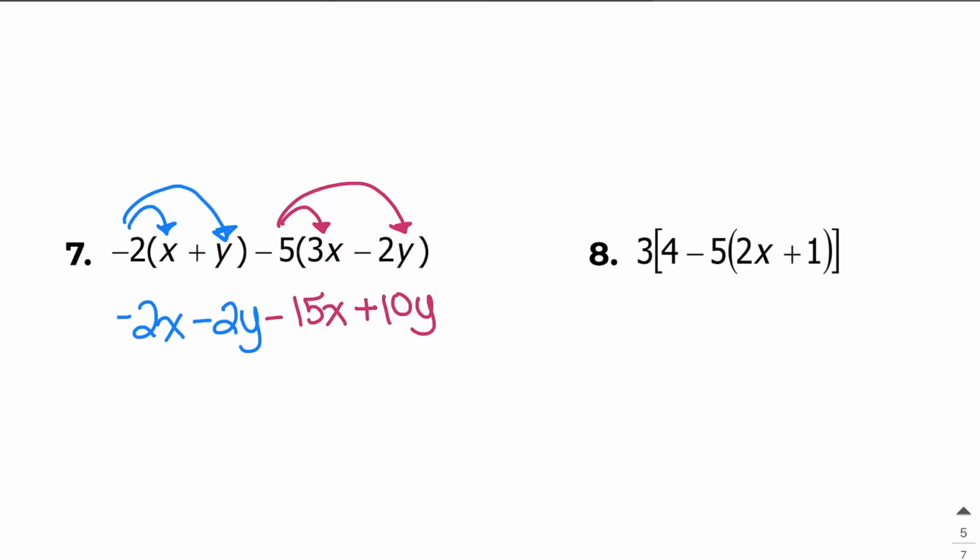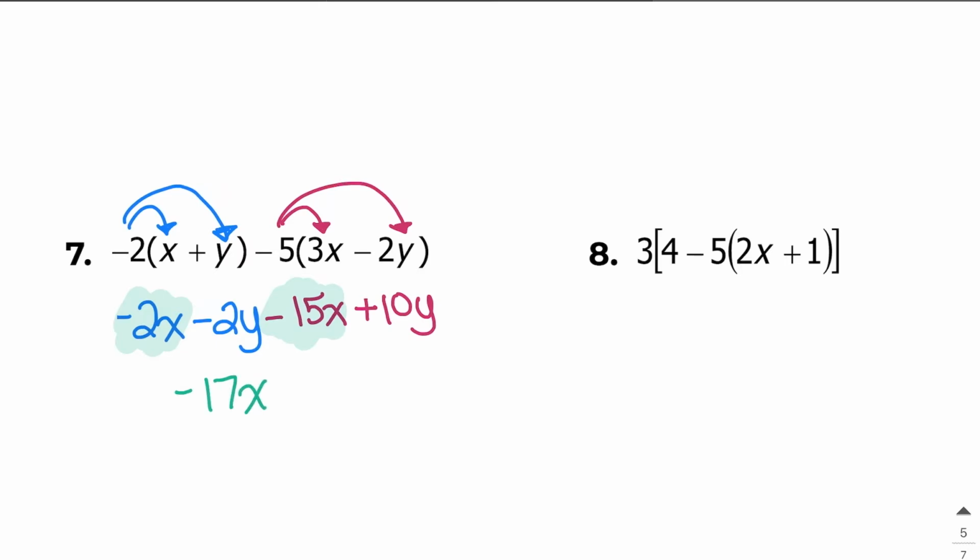Well, now that I've done that, because I have two sets of distributing here, I actually end up getting to a point where I will have to collect or combine like terms. So if you see here, this is negative 2x. Are there any other terms with x's on them? Right here, we've got negative 15x. So when I put negative 2x and negative 15x together, I get negative 17x.